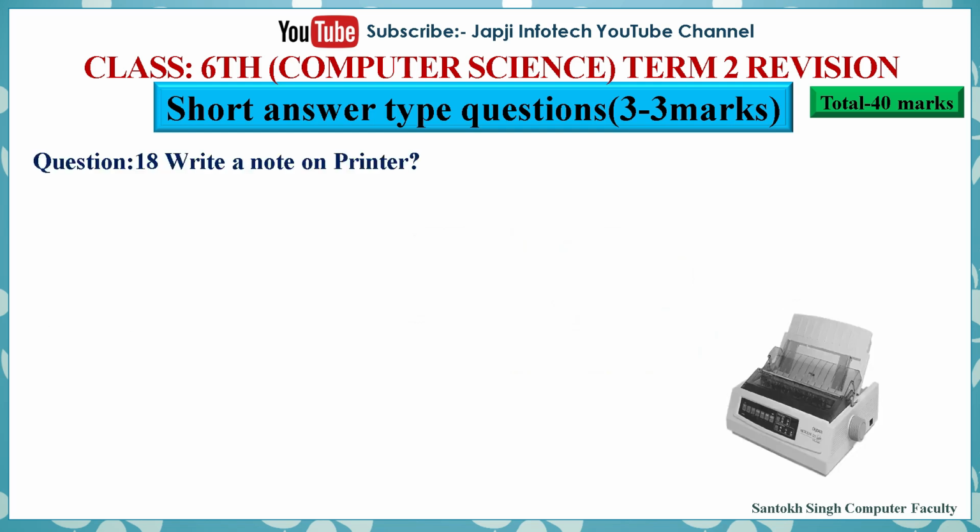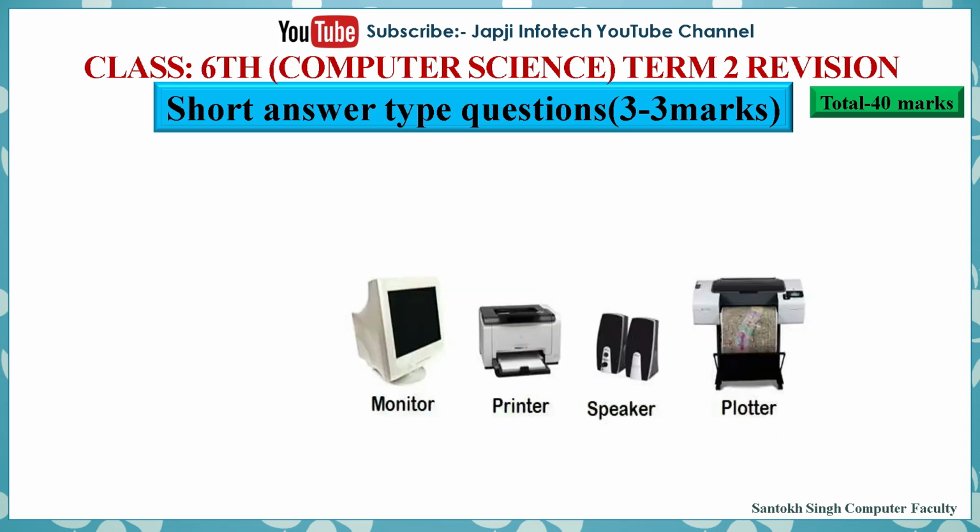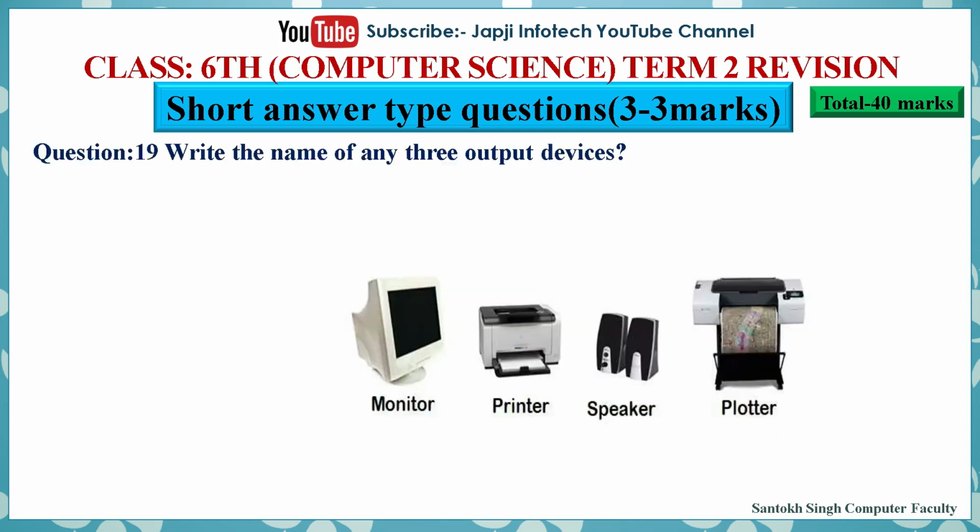And 18th question is, write a note on printer. And the answer is, a printer is a hard copy output device used to print data and instructions from a computer on a piece of paper. They can print black and white as well as color documents. Printer speed is measured in characters per second, lines per minute, and pages per minute, and printer quality is measured in dots per inch.